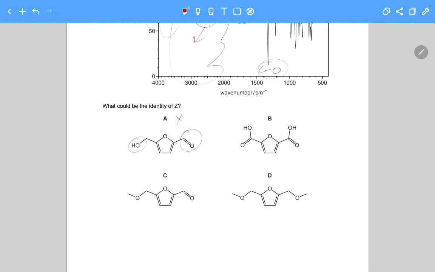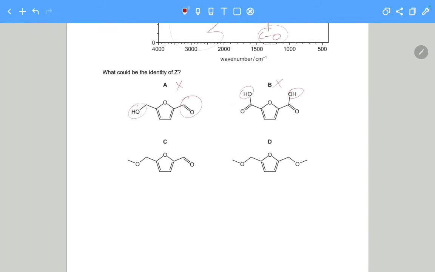Option B, carboxylic acid, again alcohol groups, not possible. And option C, again carbon-carbon double bond, not possible. Carbon-oxygen double bond, not possible. Option D has carbon-carbon double bonds, it has carbon-oxygen single bonds, and it does not have any alcohol group. So option D is the correct answer.